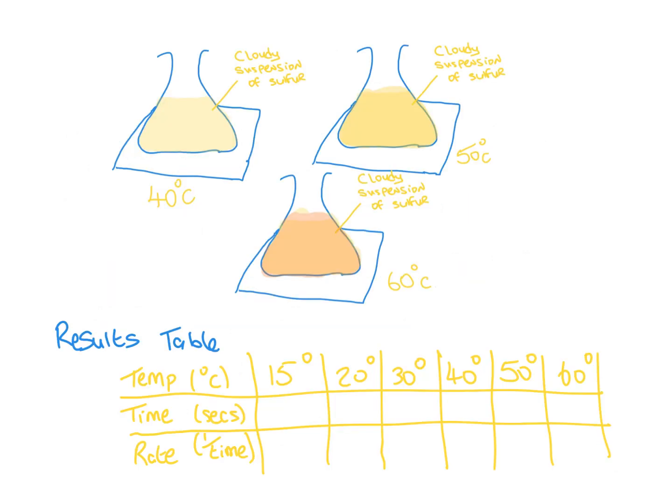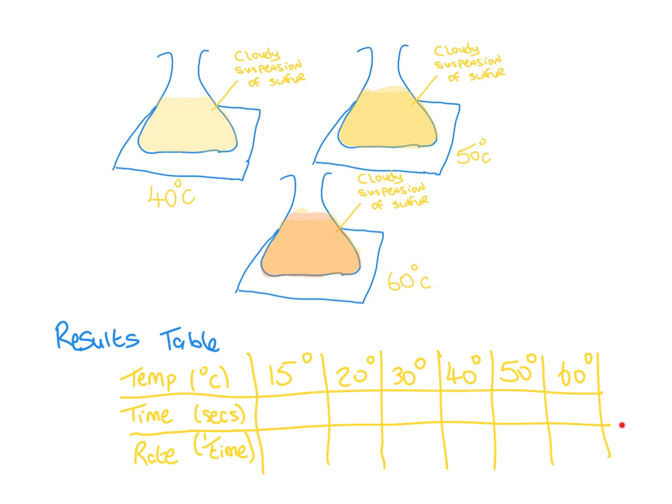So if we touch on this diagram here again, we can see that at 40 degrees, 50 degrees and 60 degrees, the suspension that is formed, which is of sulfur, when we react our sodium thiosulfate and our dilute hydrochloric acid, becomes much cloudier, much quicker, the higher the temperature. So the X will disappear quicker at 60 degrees than at 40 degrees.